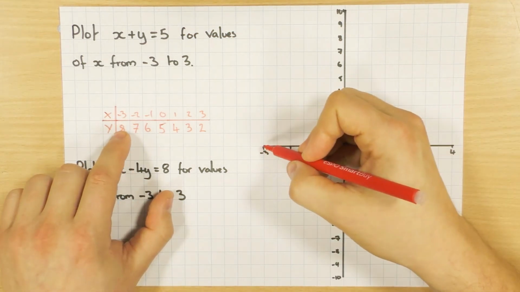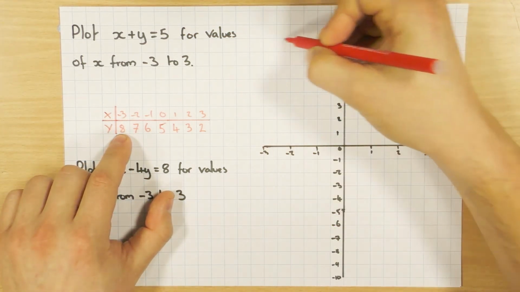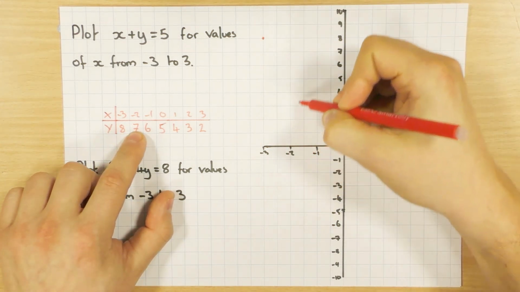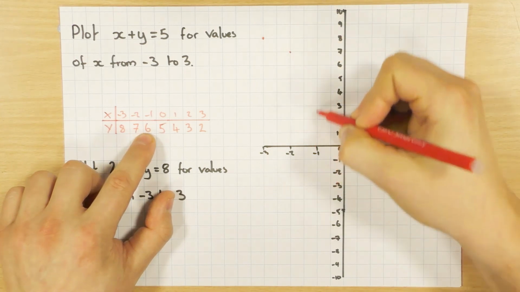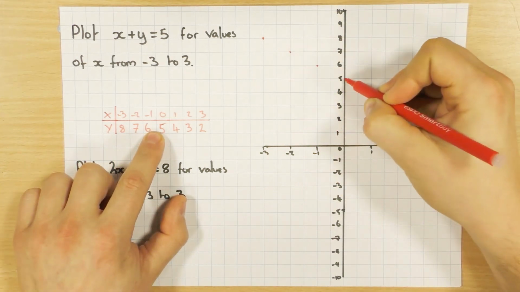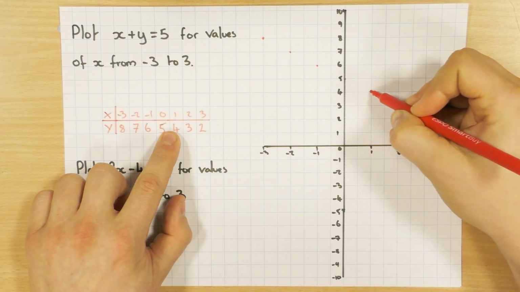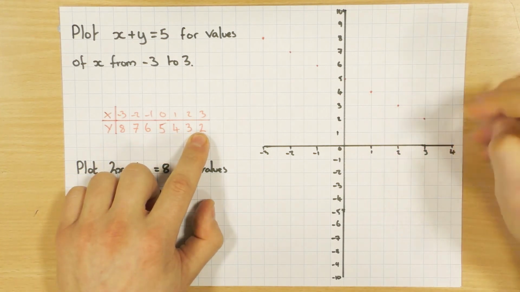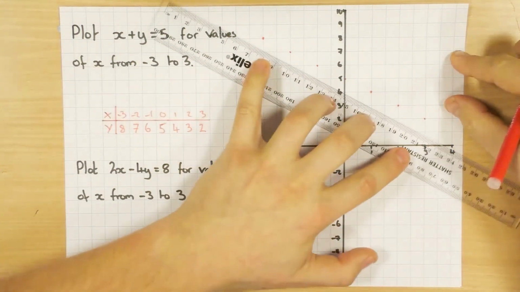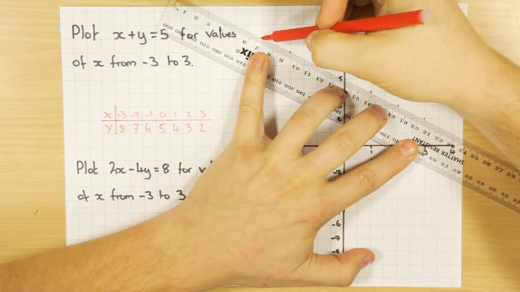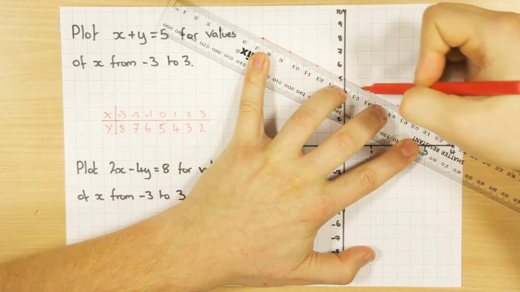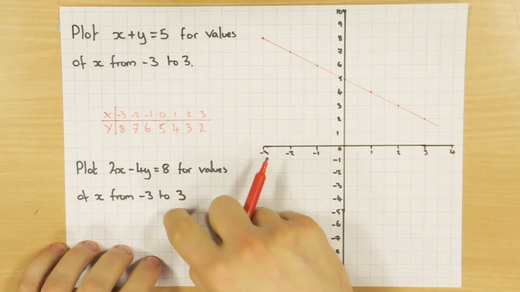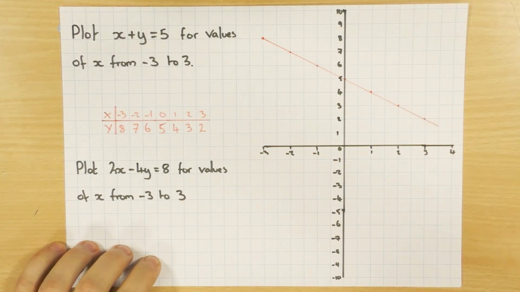And again, plot it. So -3, 8. So -3 and then 8, and then -2, 7. -1, 6. 0, 5. 1, 4. 2, 3. And 3, 2. And again, get your ruler, nice straight line. Happy days. Okay. Now this one is quite tricky.